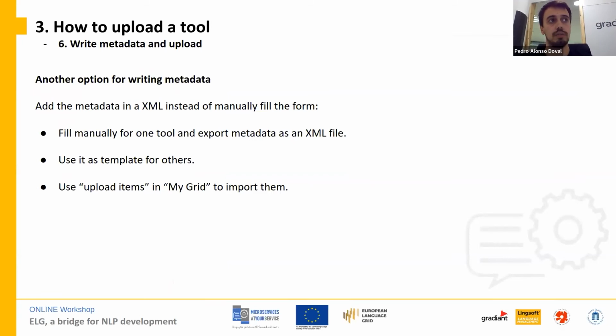Okay, and now we can say that there is another option for writing the metadata instead of doing this manual process that we have just seen from the website interface. We can upload the metadata in an XML file. For this, maybe we can recommend that the first time you want to upload a tool, you do this manual process. And then in the next cases, you can download as an XML file the metadata you put for this first tool and use this file as a template for others. In this template, you change all the fields that you require to change, and then you import it into the ELG. So maybe it makes the process easier and a bit faster.